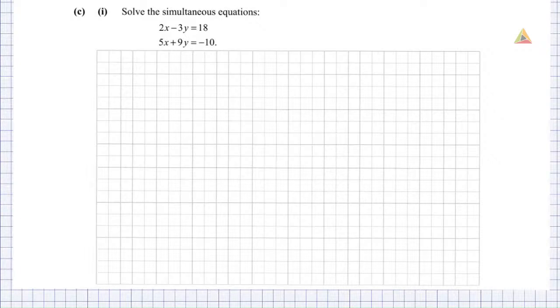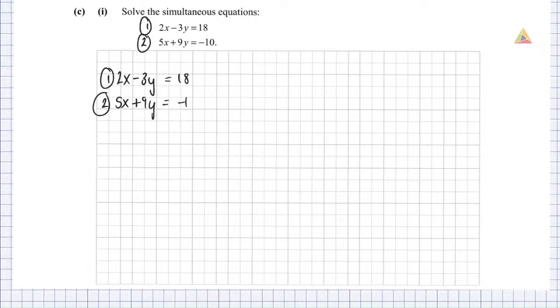So the question there is to solve the following simultaneous equations. So I'm going to number them 1 and number it 2. So I'm going to rewrite it first of all. So we have 2x minus 3y is equal to 18. And then the second one is 5x plus 9y is equal to minus 10.